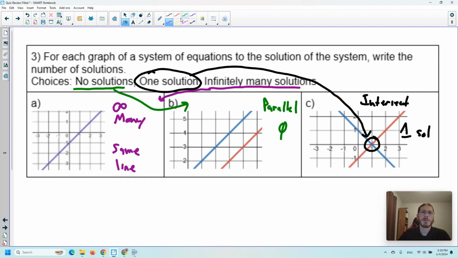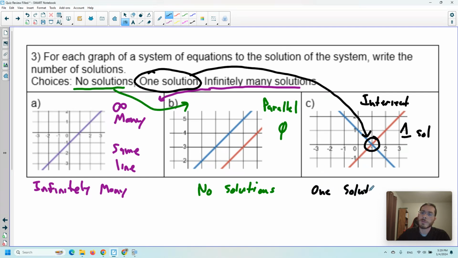I use some of the little math symbols over here just because I like the math symbols. If you want, you can write out the words. Infinitely many for part A. For part B, there would be no solutions. And then for part C, this is the one that has one solution. So the only thing you have to write is those words as answers or the symbols if you would prefer the symbols. I like the symbols, so I would probably use the symbols.